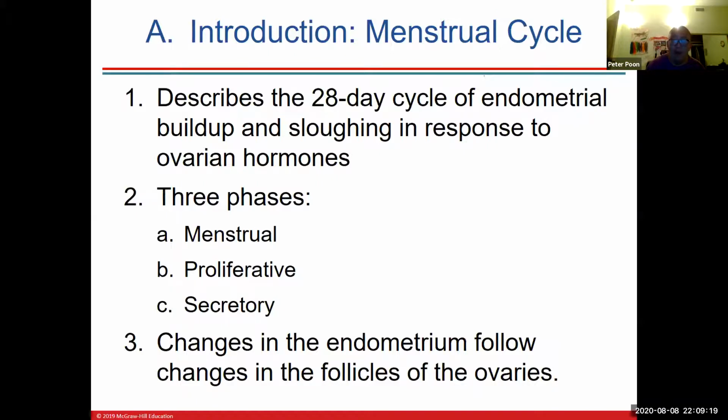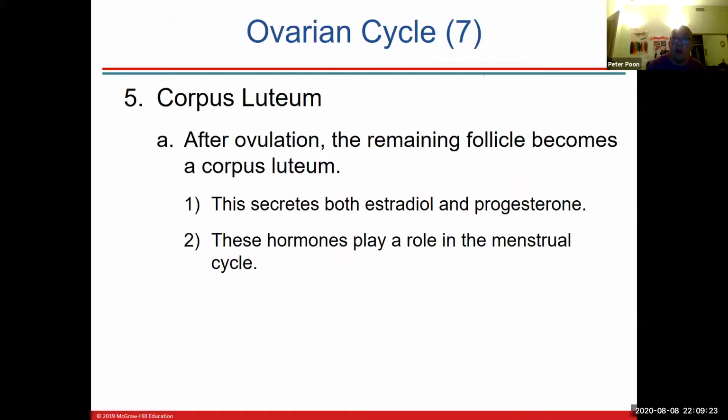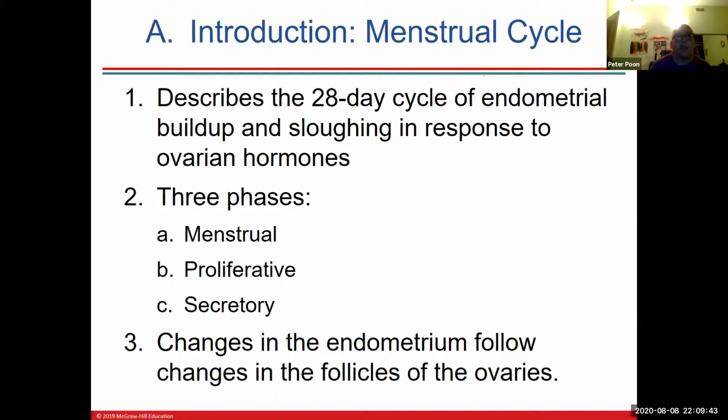I'll go back one second because I forgot to talk about one thing. When we look at the corpus luteum, we're talking about the luteal phase of the ovarian cycle. The luteal phase of the ovarian cycle is always 14 days. You'll see why that's important. The menstrual cycle: first phase, menstrual phase; second phase, proliferative phase; third phase, secretory phase.